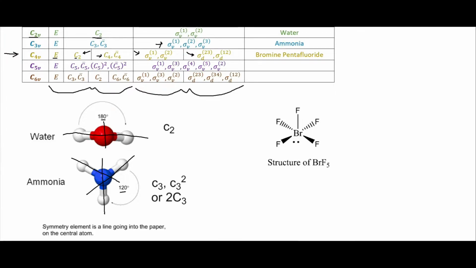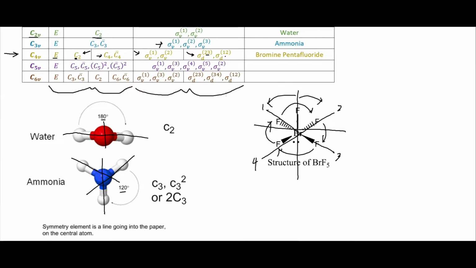Then we have bromine pentafluoride, which is C4V, where you see we can rotate this around 4 times, 90 degrees each time. Two rotations in a row would be your C2. Then we have the C4, then the C4 bar going that way. Then we have our sigma V1 and our sigma V2, which would be planes across here. We can think of this as 1, 2, 3, 4 here, and so these sigma D's are 2, 3, and 1, 2. So 1, 2 would be splitting between the 1 and 2, and then 2, 3 would be splitting along this way. And so we have all those planes of symmetry there.